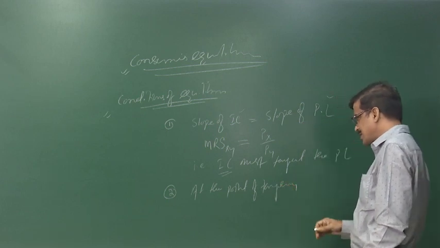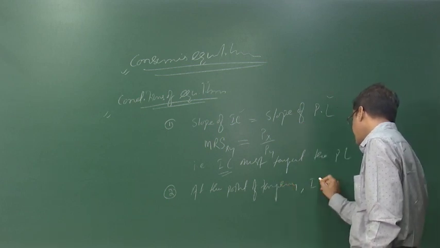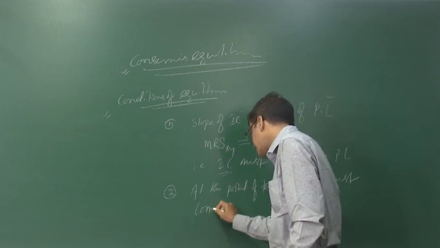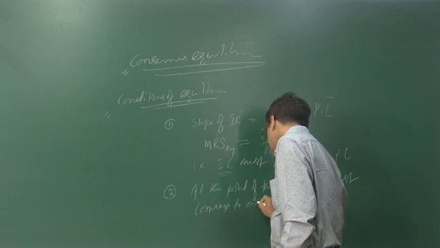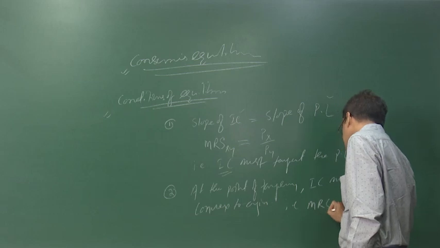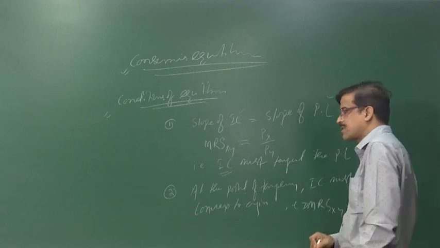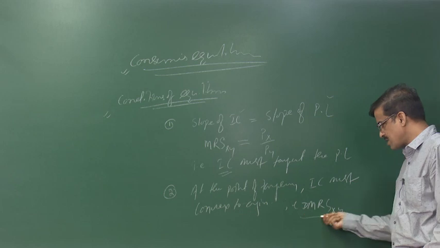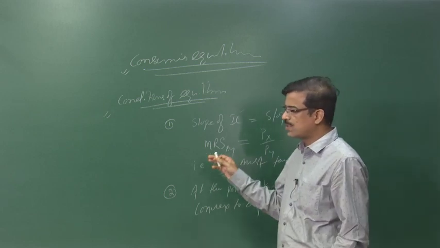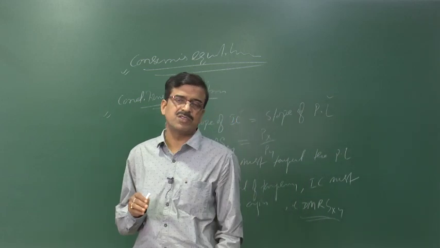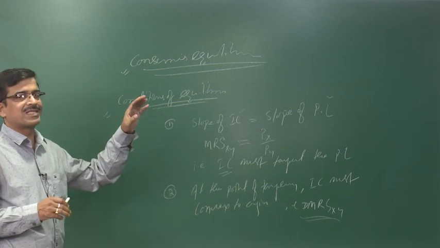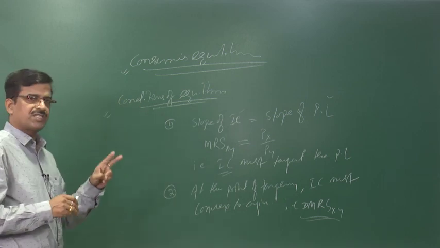at the point of the tangency, the indifference curve must be convex to origin, convex to origin. That means the marginal rate of substitution of X for Y must be diminishing. It should be diminishing marginal rate of substitution of X for Y. So, when these two conditions are satisfied, then the consumer obtains its equilibrium, which provides the optimization of its goal. So, two things are required.